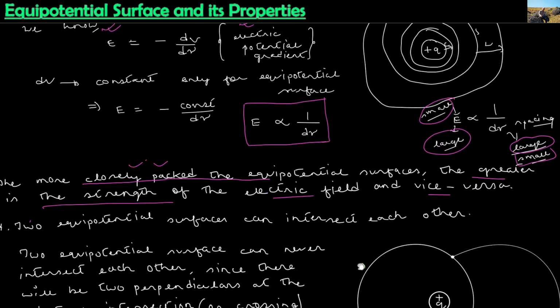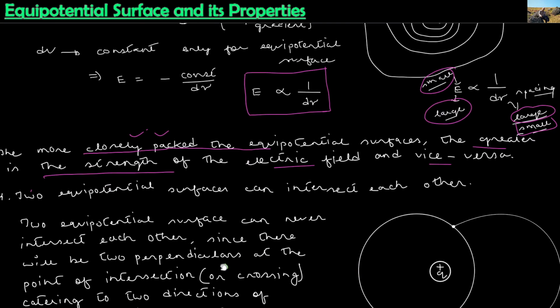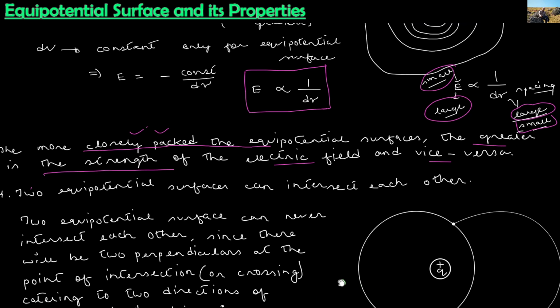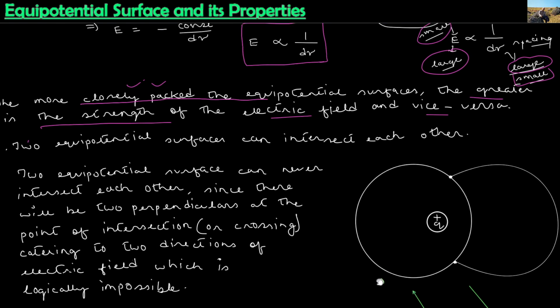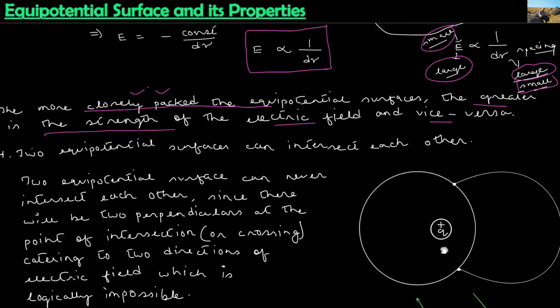Another important illustration is that the equipotential surfaces do not intersect with each other. It's like electric field lines also cannot intersect with each other. So from here, I have this charge plus Q, and we make an assumption that there are two spherical surfaces which are intersecting at two points. Suppose they intersect at this point P, and the other point of intersection is at point Q.